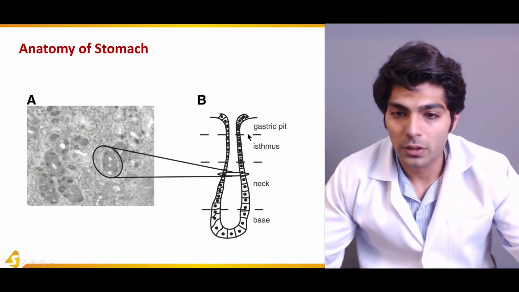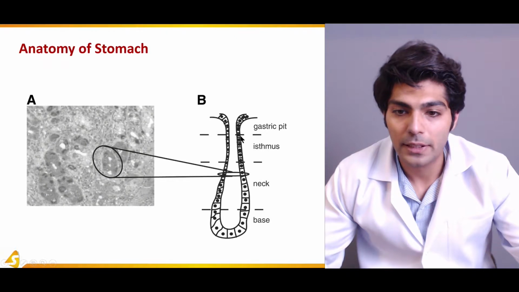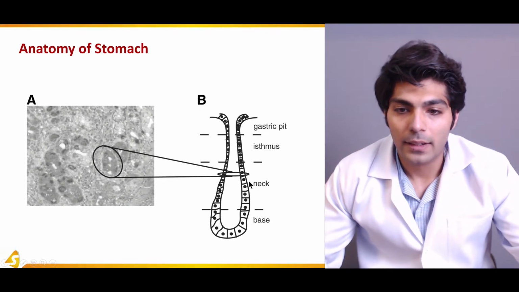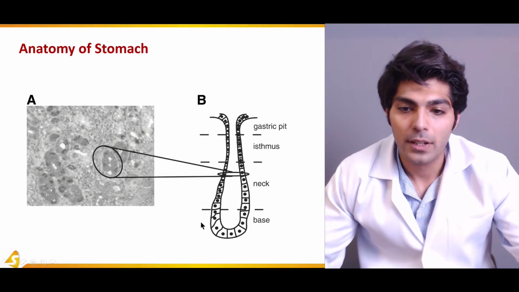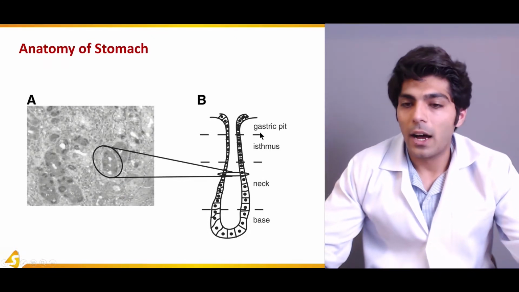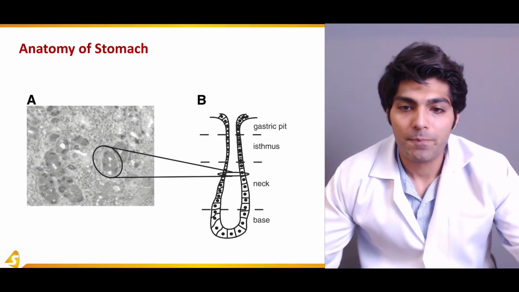First, we should know the parts of this anatomy. One is the gastric pit. This is the gastric pit. Then we have the isthmus, the neck portion, and then the base. So cells are continuously present throughout this histological morphology of the stomach.